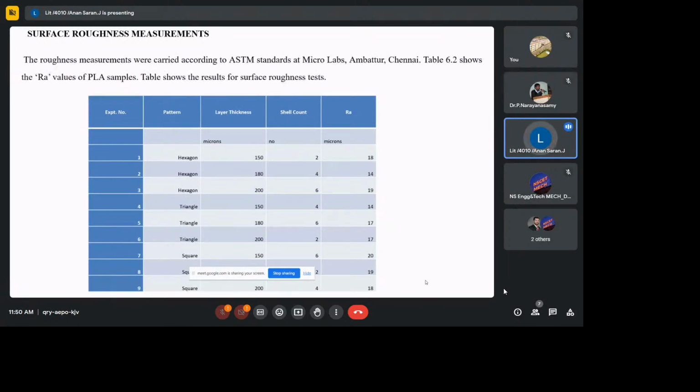The surface roughness measurements are carried out according to ASTM. ASTM is the American Standard Testing Materials, sir. It was done in the micro labs, Ambattur, Chennai, sir, where we went and did the tests, sir. The Ra values of the samples are shown here, sir, in the table, sir.